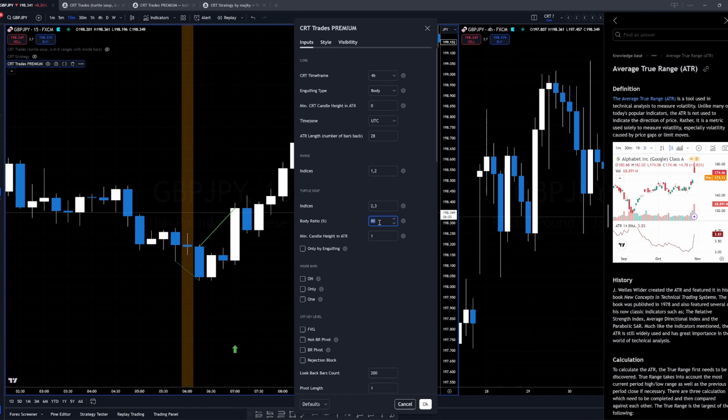So these settings are related to the lower time frame, and this minimum CRT is related to the higher time frame, to this 4-hour time frame in this example. And also minimum candle height in ATR is the same, but this is related to this turtle soup candle.